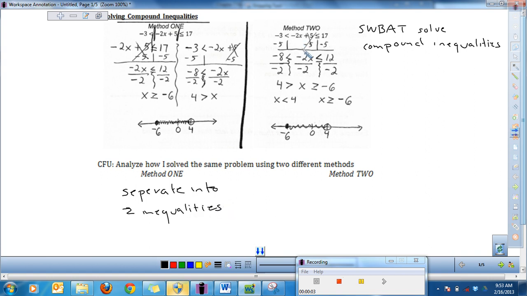Method 2, now, is you leave them together, but you do everything twice. So when you solve an equation or you solve an inequality, anything you do to one side, you must do to the other. Since this inequality has two sides, you can think of it as solving two different times. So if you minus 5 here, you have to minus 5 from both sides. So in method 2, you do undo operations to both sides.